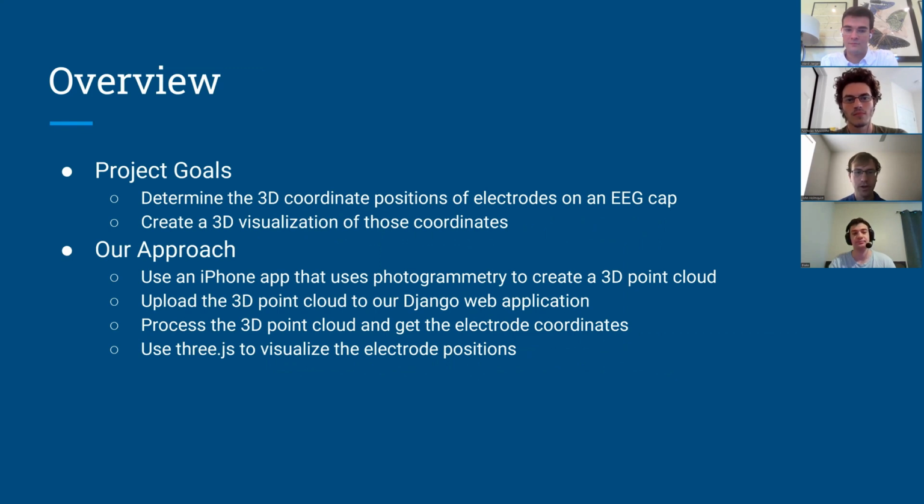So for our project overview, our client wanted software that could determine the 3D coordinate positions of electrodes on an EEG cap. And our task was to create a 3D visualization of those coordinates, as well as a text file that has those coordinates. So our approach is to use an iPhone app that uses photogrammetry to create a 3D point cloud. Then we upload that 3D point cloud to our Django web application. We process that point cloud and we get the electrode coordinates. And then we use Three.js to visualize those coordinates on the web.